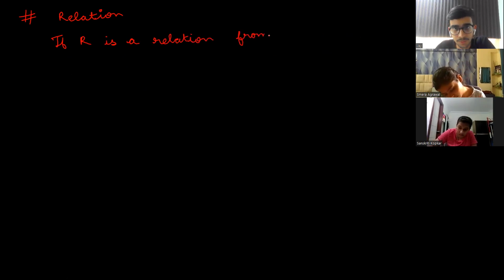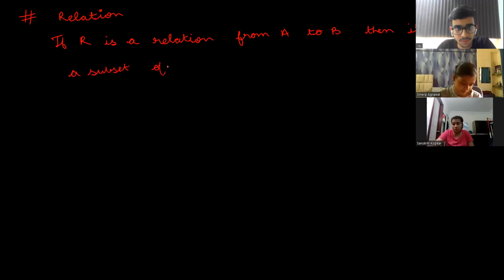Okay, so if R is the relation from A to B, then it is a subset of A cross B.